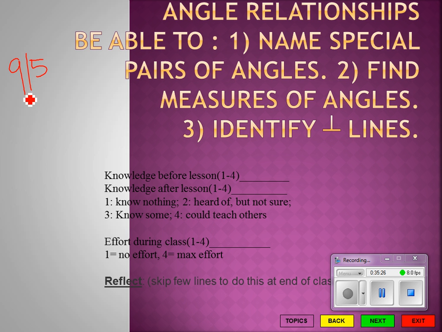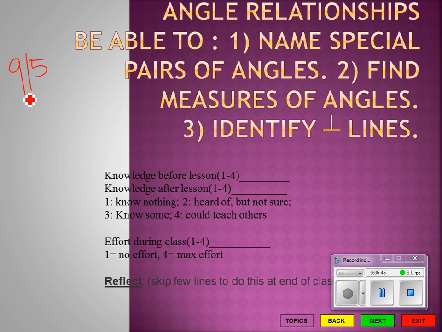Angle relationships is what we're going to cover. Be able to name special pairs of angles. What's a pair? Two angles. Two. So two. Special pairs of angles. So these special angles, for some reason there's two angles and they're special to each other.